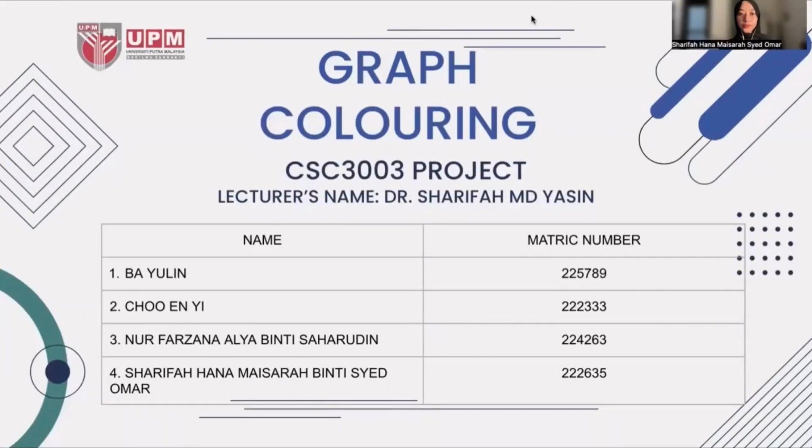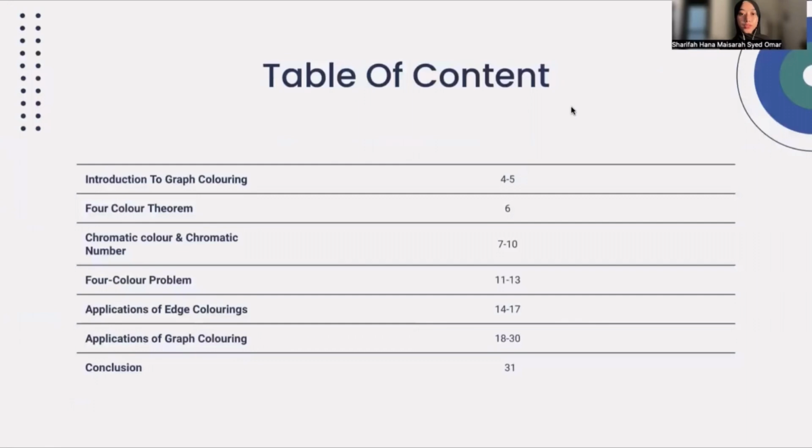Assalamualaikum and greetings everyone. Today my groupmates and I will be presenting our topic for CSC3003 project, which is graph coloring. Before that, I would like to introduce myself. I'm Sharifah Hana Masara binti Syed Omar and my metric number is 222635. So this is the table of content which shows all of the subtopics that we will be presenting today.